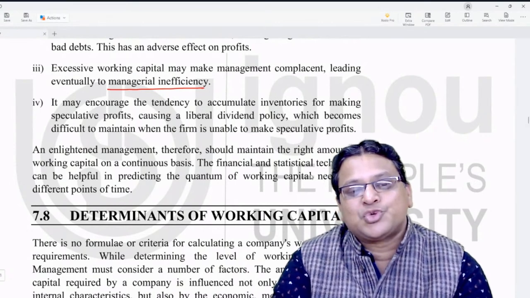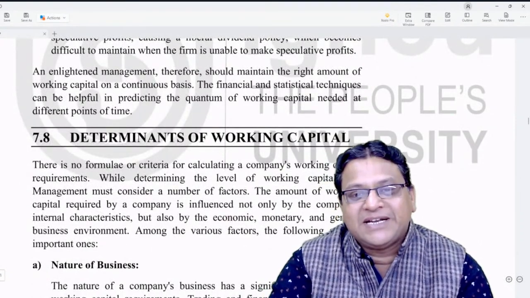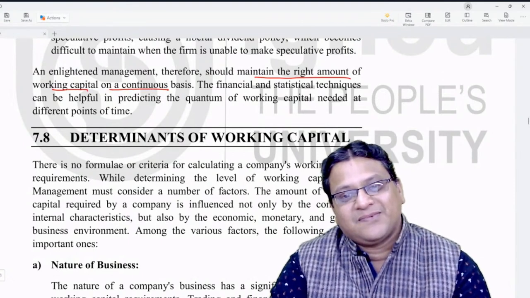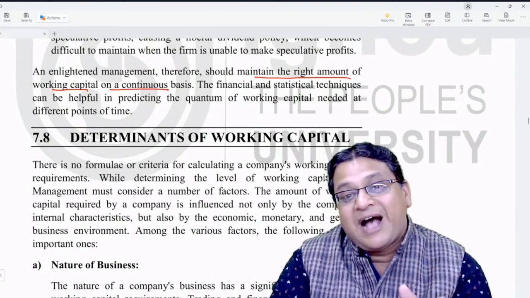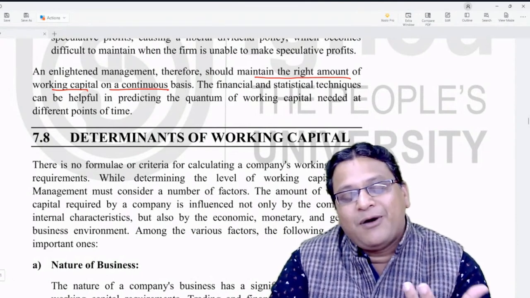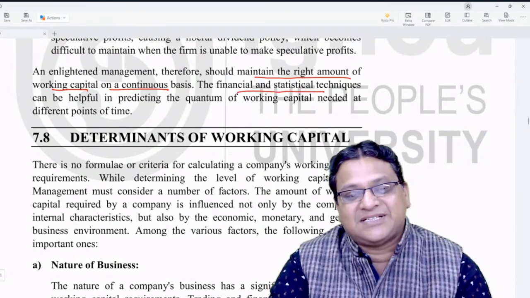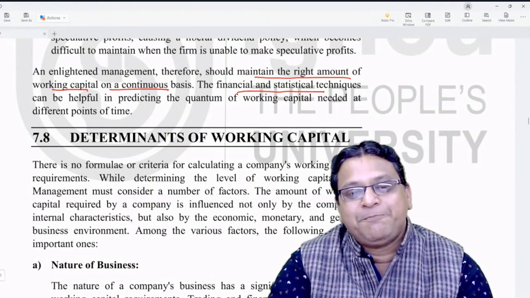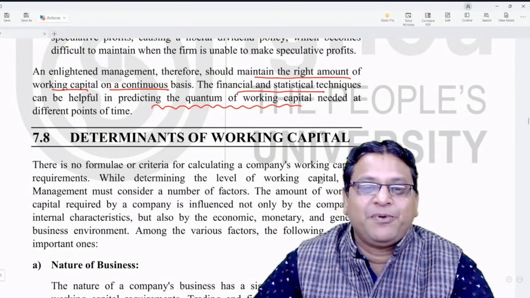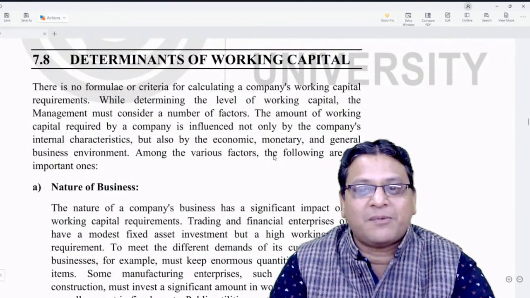So a firm should maintain neither excess working capital nor shortage of working capital, but the right amount of working capital on a continuous basis. Hence, the next question comes: how to decide that right amount of working capital? How is working capital found out, how much working capital is required? There are financial and statistical techniques which are helpful in predicting the quantum of working capital. So now we'll discuss different determinants of working capital. Which factors affect the working capital requirement of the business?